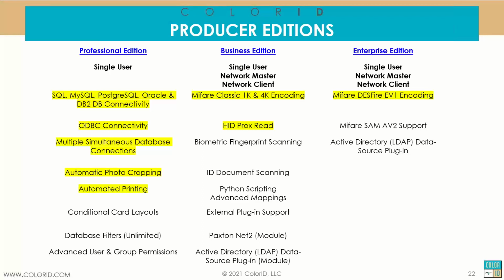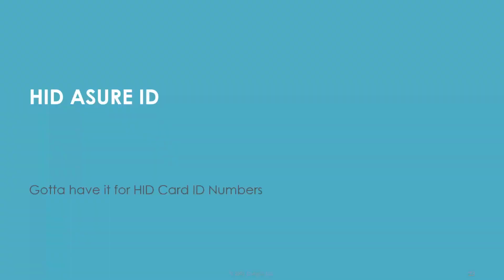If you need to encode MIFARE Classic, then you will need the business edition, or if you want to read prox cards in your printer, then you'll need the business edition, which is now available with the network features. And then if you need to encode MIFARE DESFire, you will need the enterprise edition. So if you're not encoding DESFire, business edition will work fine. If you're not reading or writing MIFARE or prox, then the professional edition will work fine. However, professional does not have the option of the network features.